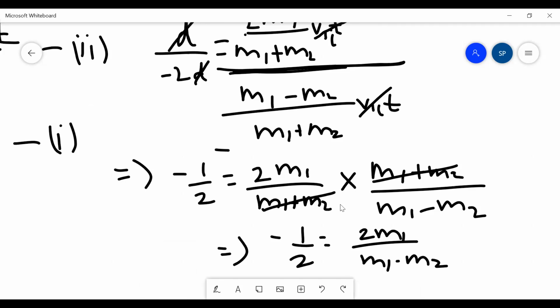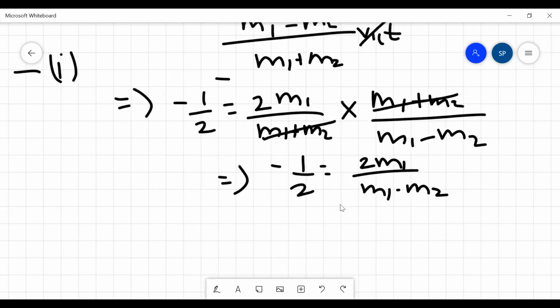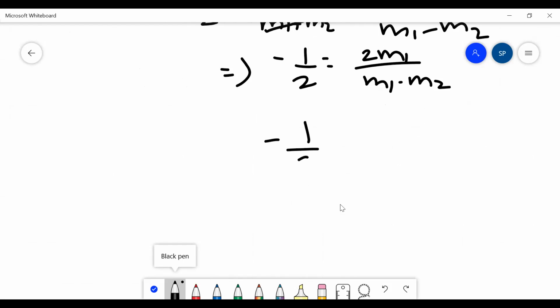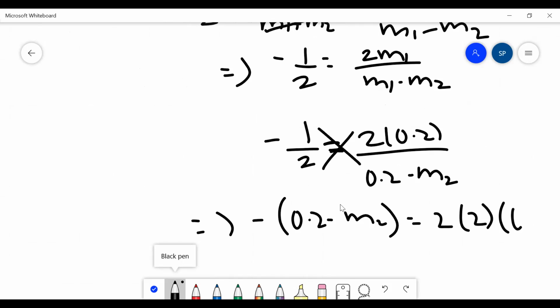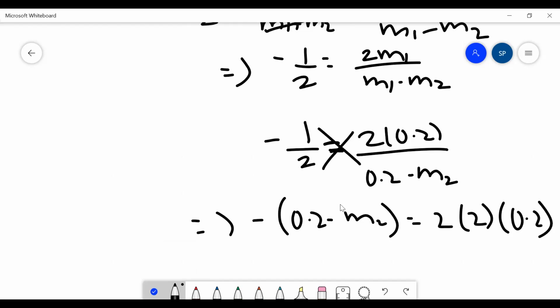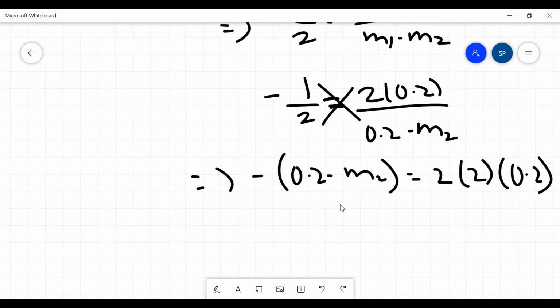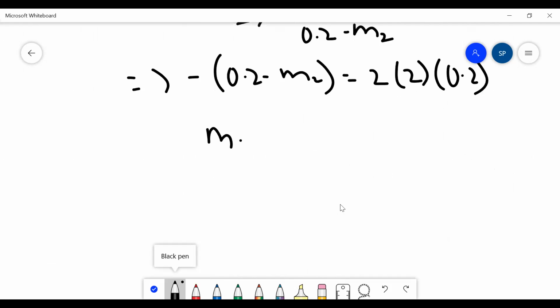Since we already know the value of m1, we can simply substitute the value, which is 0.2. So minus half equals 2 times 0.2 by 0.2 minus m2. Here we can cross multiply both of them. So this will basically be minus of 0.2 minus m2, which is equal to 2 times 2 times 0.2. When you do this, you get m2 as 1 kg.